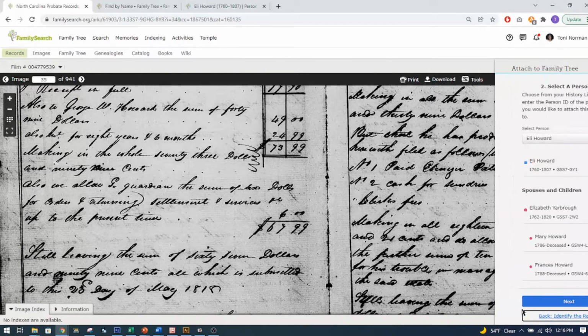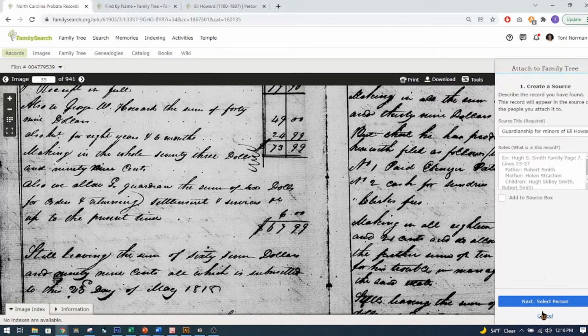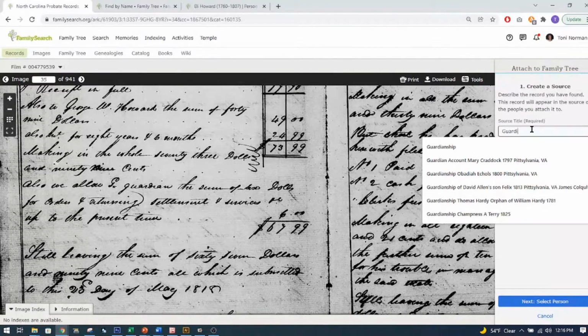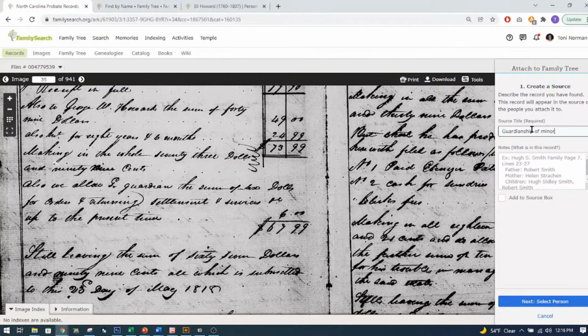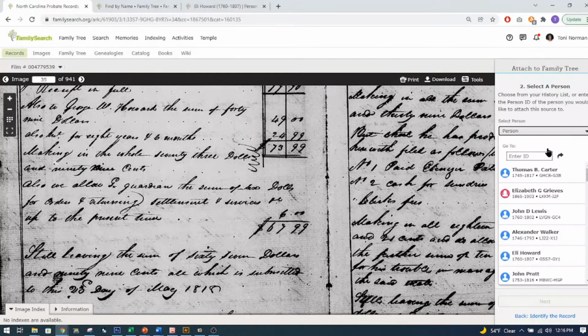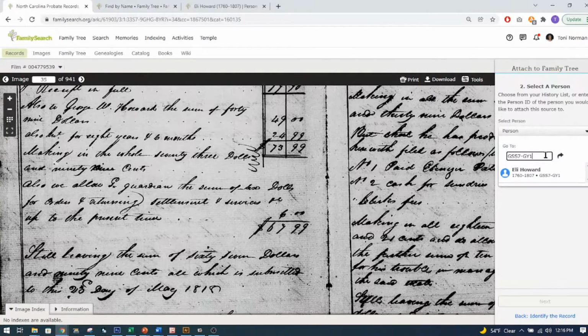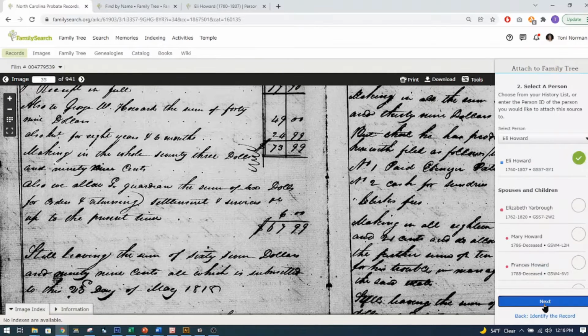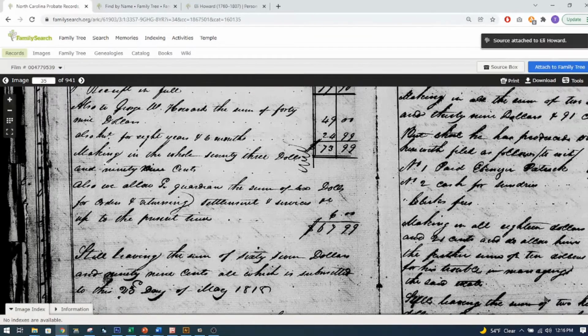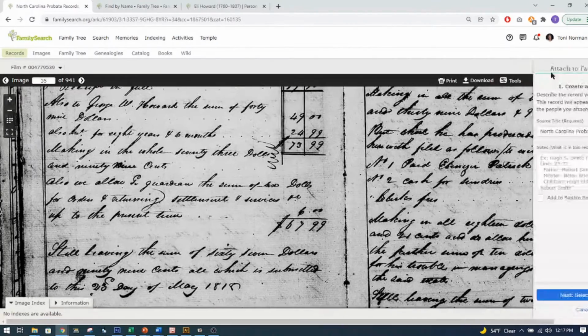Let me go back here. If the person doesn't show up, well, there was a place to put a number in. Select the person. Let's start over. Attach the record. Okay, so guardianship of minors of Eli Howard, 1818. Select the person. Okay, now if he hadn't showed up, I can just put that number in and it pulls him up right there. So, okay, and then we're going to go ahead and attach the record. And I messed up. I should have added those two children. So what I have to do, we can try it again.